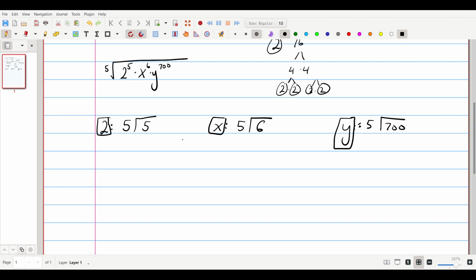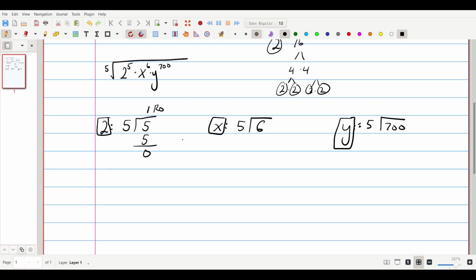How many times does 5 go into 5? It goes into it once, right? 5 times 1 is 5. Subtract and you get 0. So does 5 go into 0? No. So all you have to do is write remainder 0. Cool.